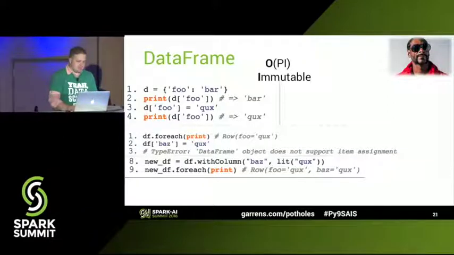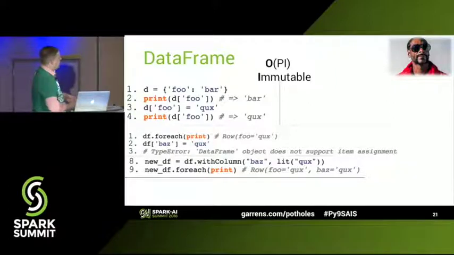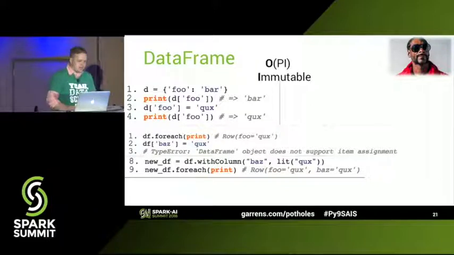But this is just a basic example of how, if you wanted to create that value, you'd provide the withColumn and print it out.